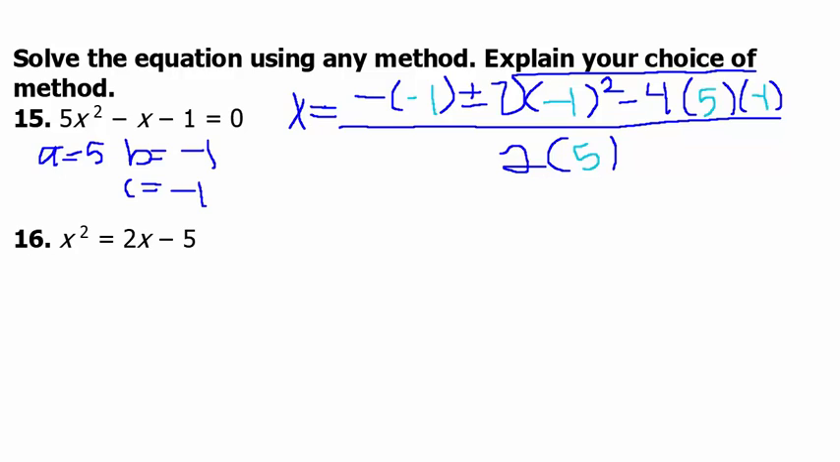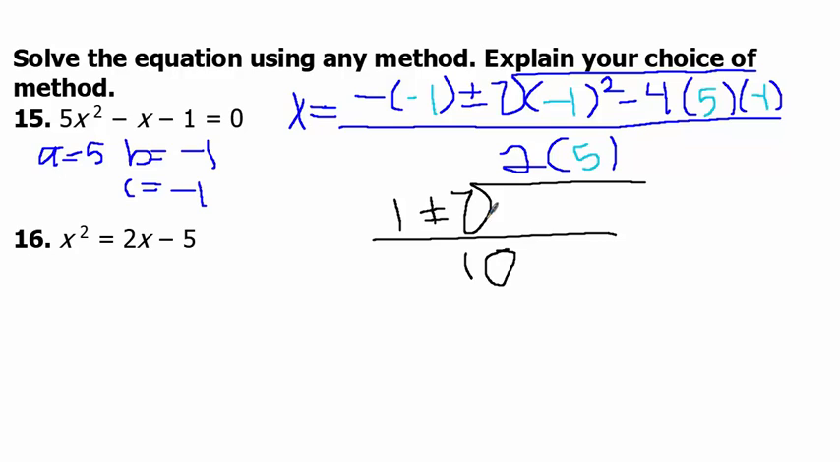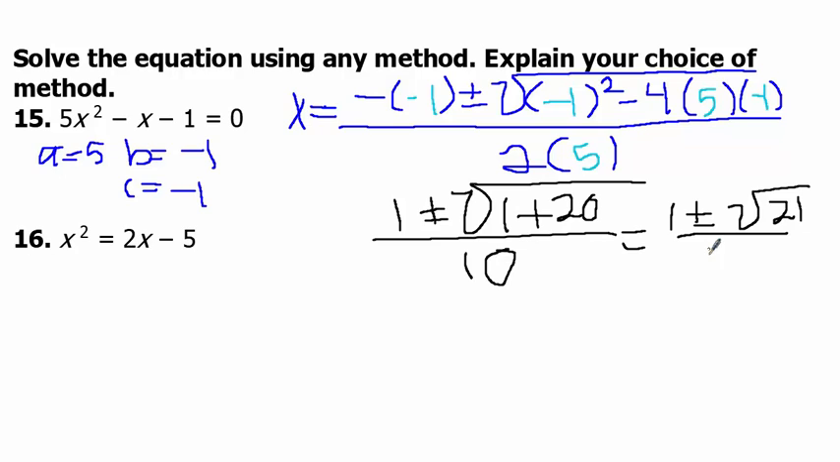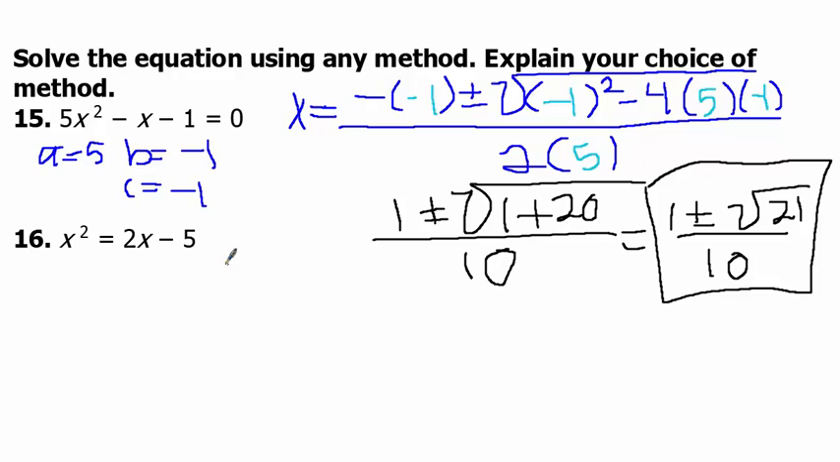Simplifying that, the 4 places I'm going to simplify, this is 1 plus or minus, denominator is 10, square root of negative 1 squared. Negative 4 times 5 times negative 1 is going to be plus 20. This becomes 21, and I don't see any nice easy ways to simplify this. So we are going to leave it in this format. That is 2 answers. One is plus and one is minus.